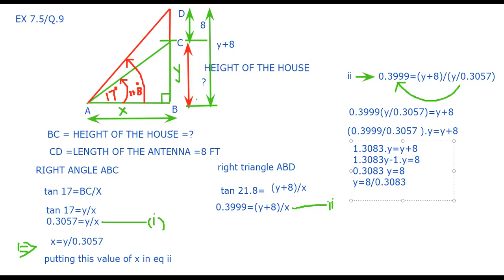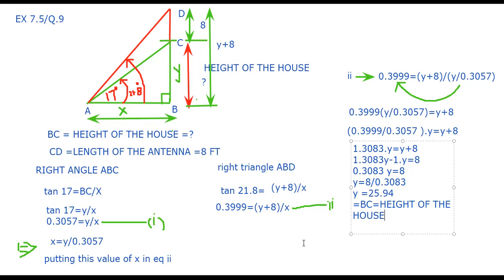So if I divide 8 by 0.3083, the answer of y will become 25.94. This is the value of y, which is actually BC, the height of the house, and this was what was required.